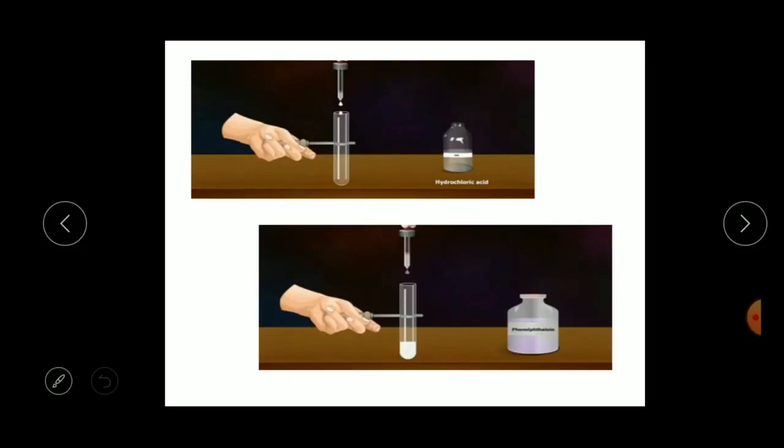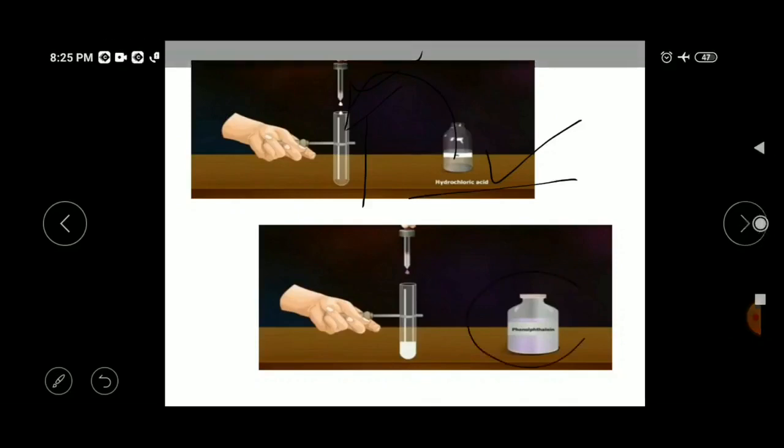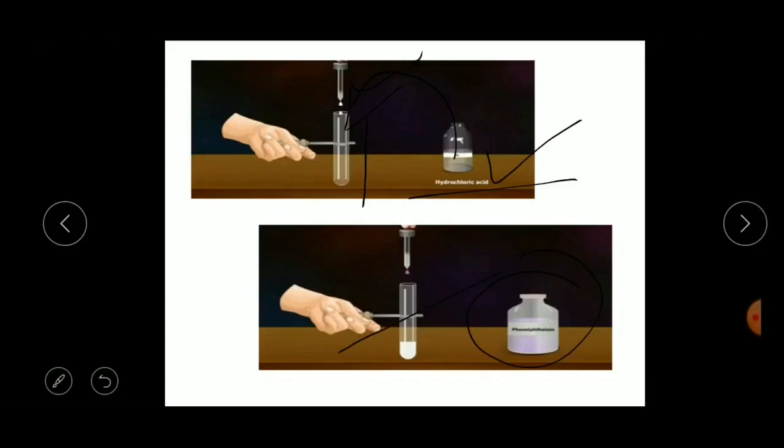Now we have to take hydrochloric acid, and we need one test tube and a dropper. The dropper and the test tube are used in the laboratory to perform experiments. Now we add this hydrochloric acid into the test tube using a dropper. Next we add 2 to 3 drops of the phenolphthalein indicator to the hydrochloric acid in the test tube. Do you find any change here? No, it remains colorless, right?